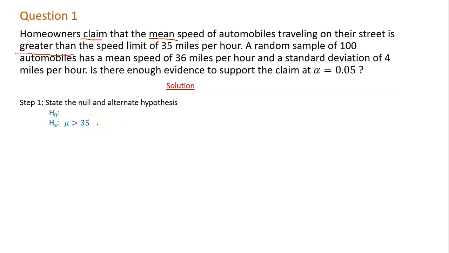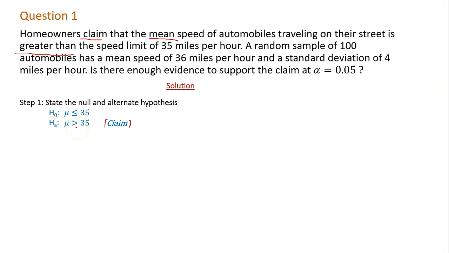Then, what is the opposite of greater than? It is less than or equal to. So we are going to write mu less than or equal to 35 for the H naught. Now you should also be able to identify which of them is a claim. So which of them was a claim? It is H sub A. You can write it at the front of it in brackets: H sub A is a claim.